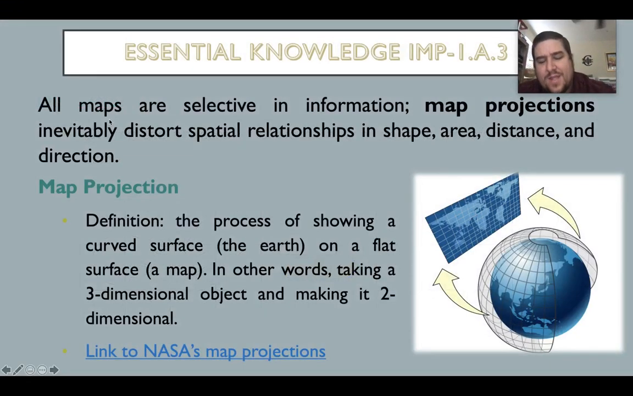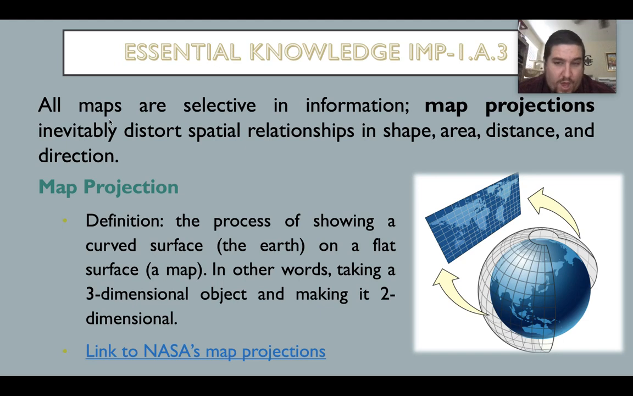All maps are selective in information. Map projections inevitably distort relationships in shape, area, distance, and direction. So when you look at a map on paper, that's called a map projection. The minute that globe goes from round to flat, we're now projecting it down onto a piece of paper. We are going to distort it, because the spherical, roundish Earth does not transfer down to a two-dimensional piece of paper. So the minute we do that, we distort something.